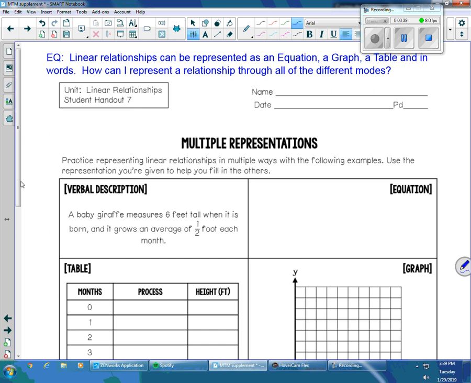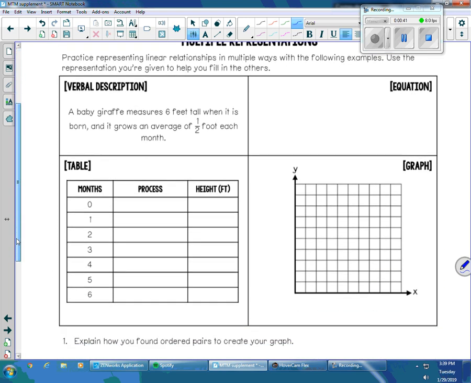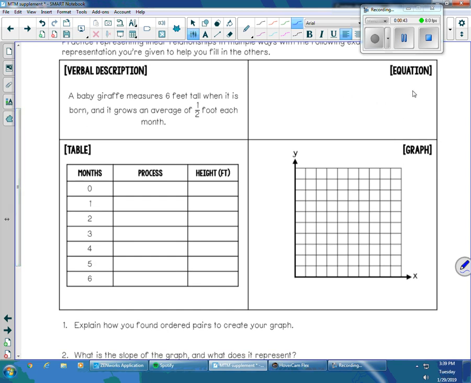So in the first one, it's like a traditional story problem. They're giving us the verbal description. They're asking us to write the equation, fill out the table, and then graph the information. So a baby giraffe measures 6 feet tall when it's born. So on the day that it's born, it's 0 months old. It's 6 feet tall. It grows an average of half a foot each month.